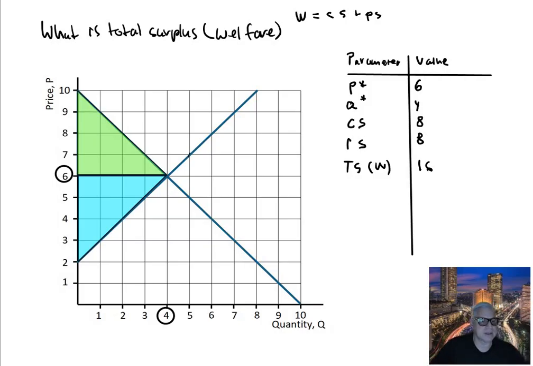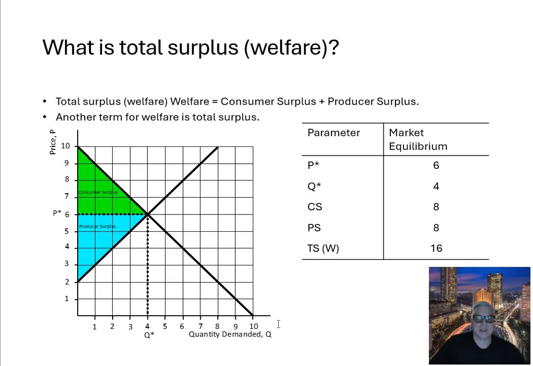Let's just quickly summarize again. Here on that slide, you just see what we just did. Again, total surplus is consumer surplus plus producer surplus, and another term for total surplus is welfare. And again, here we have our summary of the parameters that will serve as a benchmark scenario for policy distortions. And the first policy that we will discuss is a so-called price ceiling, and I'll do that in the next video.